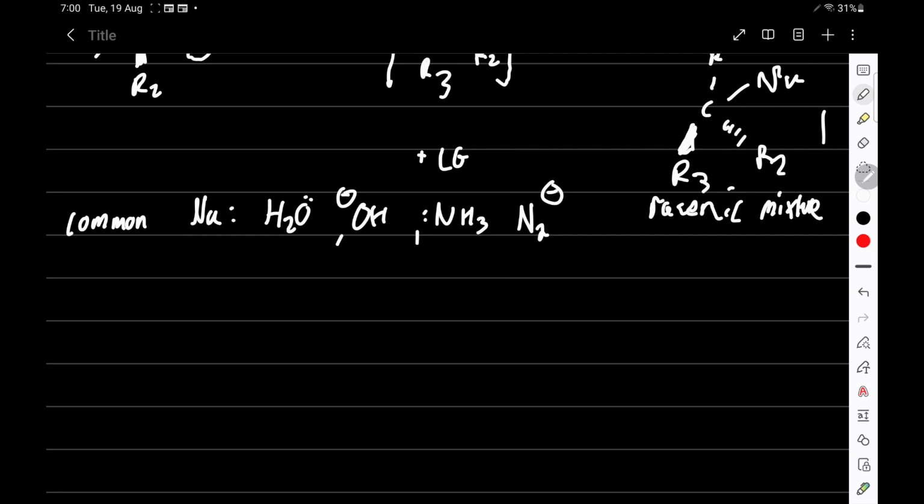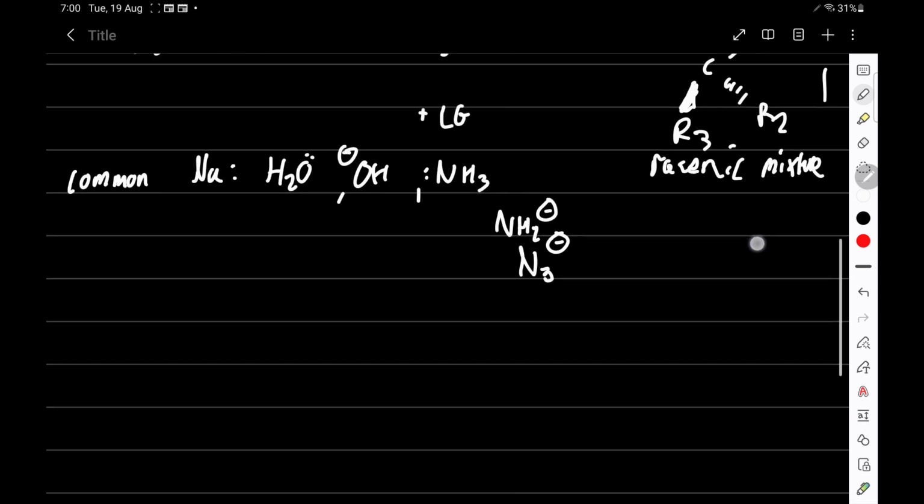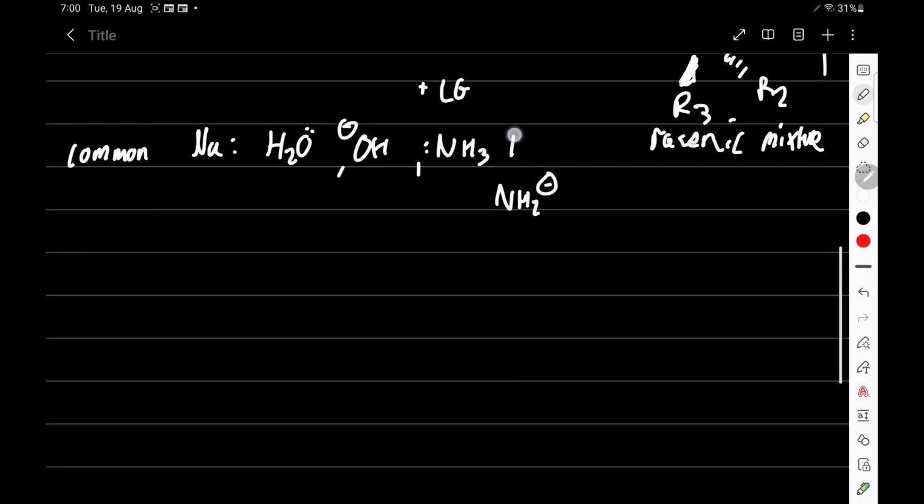as well as NH2 minus and N3 minus. N2 minus is not commonly used. N3 minus up there where it belongs. Another very good nucleophile is CN minus, where the near-lone pair is on the carbon atom. This can be very useful for installing a carbon-carbon bond, which we love to do in organic chemistry.